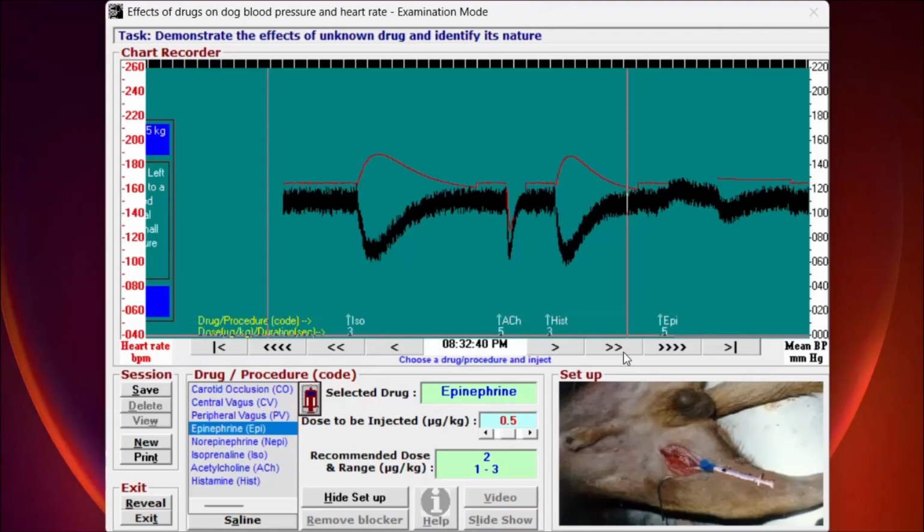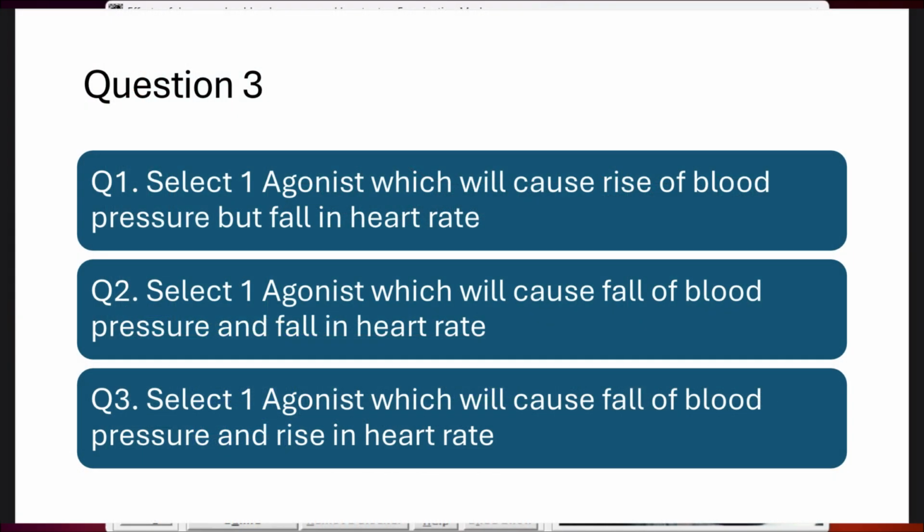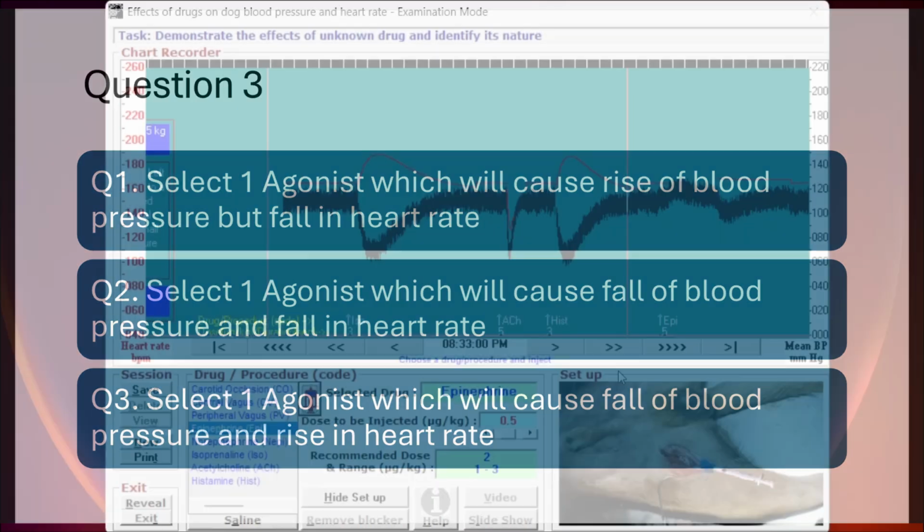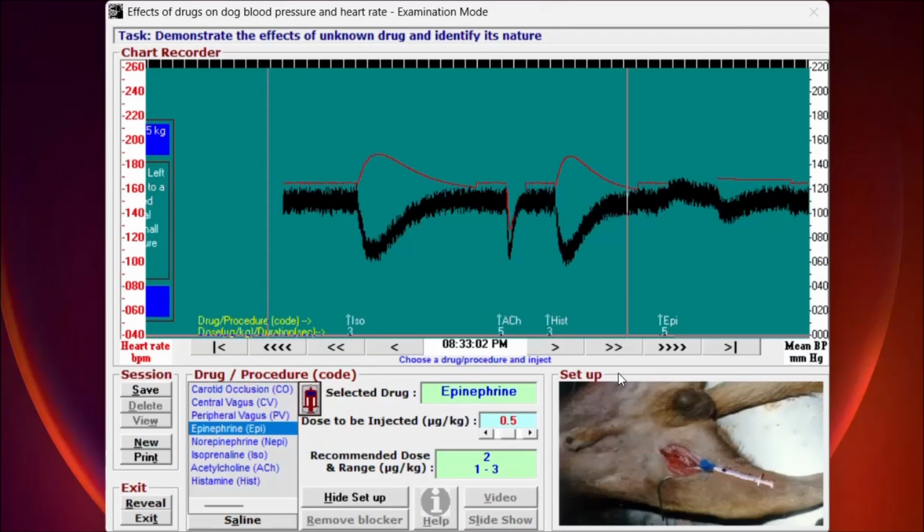Now the third question, it has got three parts. That is to select one agonist which cause rise of blood pressure but fall in heart rate. Then second part is select one agonist which cause fall of blood pressure and fall in heart rate. Third part, that is select one agonist which will cause fall of blood pressure and rise in heart rate. Okay, let's see one by one.